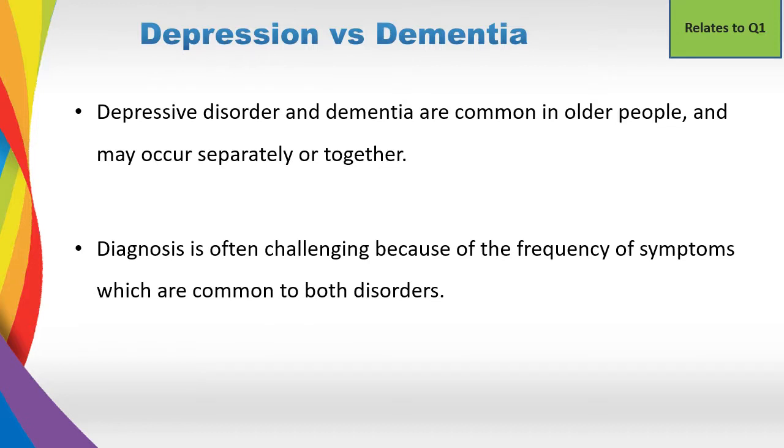When we're thinking about depression and dementia, depression disorder and dementia are common in older people, but they can occur separately or they can occur together. Diagnosis of either of these conditions can be very difficult for doctors because the symptoms are common to both disorders. They have very similar symptoms to one another.